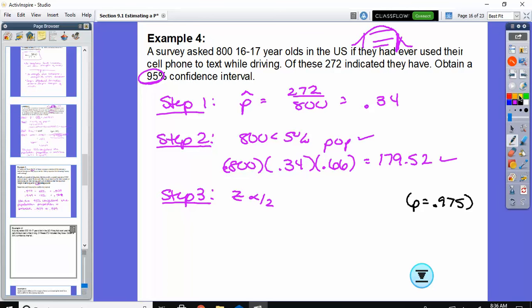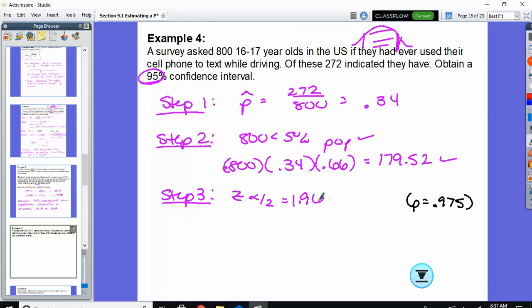Since I'm 95% confident, this has to be 0.95. So that leaves me 5% to split up over the 2 ends. So each end is 2.5%. We want this number up here. So if you did, I should say 0.025, shouldn't I? So if you did 1 minus 0.025, that's 0.975. All right. So then that is 1.96.